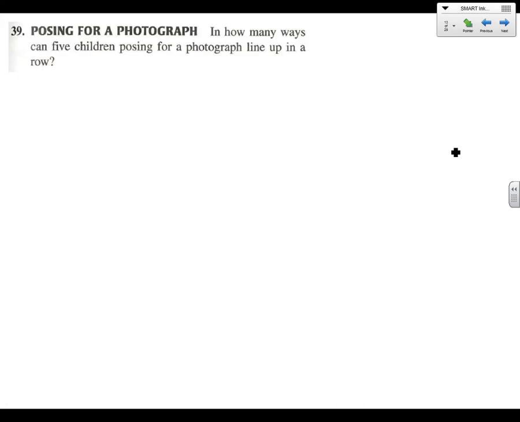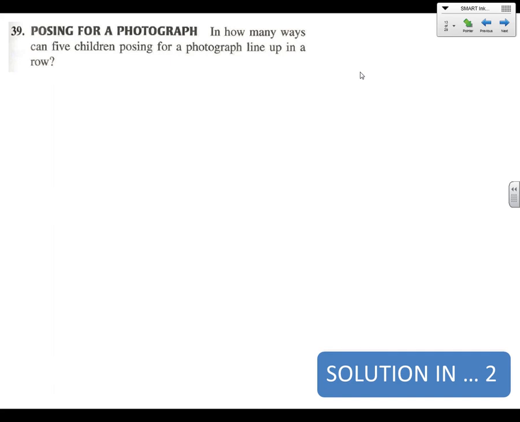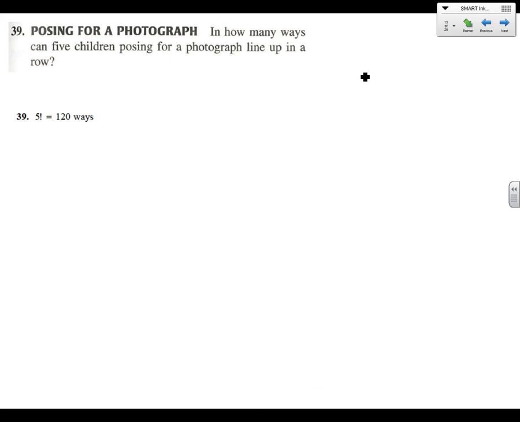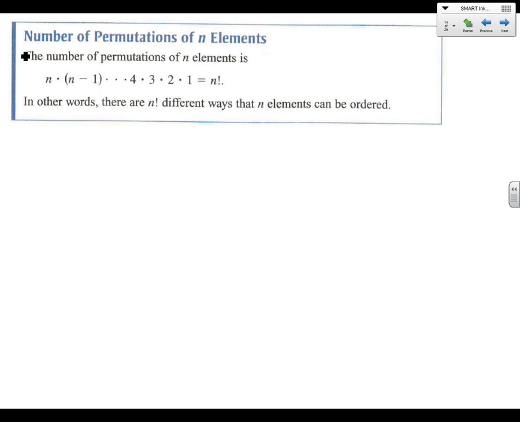Your turn, 39. How many different ways can we get 5 children posing for a photo lined up in a row? So order matters. Okay, so the number of permutations, obviously you guys just saw that, is a factorial problem. So if we're doing permutations, we just do factorial.